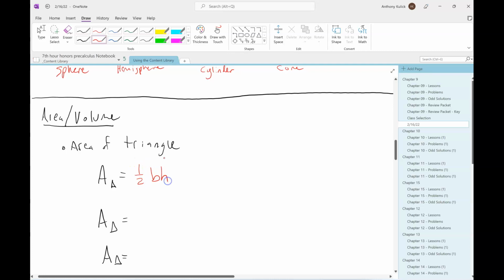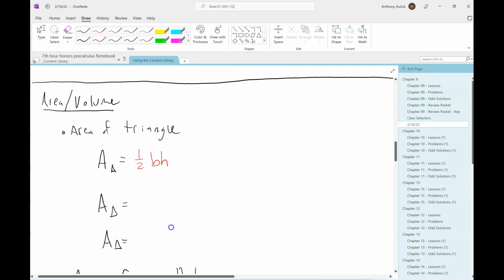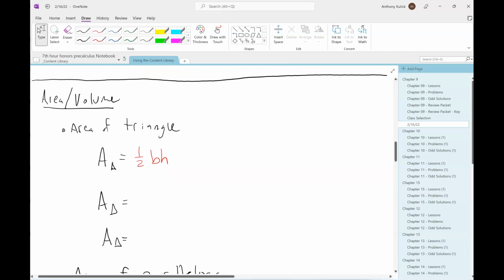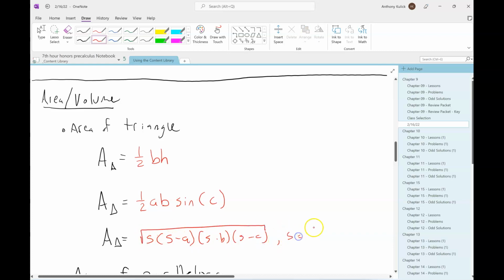Yeah, 1/2 base times height. But for chapter 7, we know that there's a couple of other area formulas we could use. Does anybody remember one of the other ones? Yeah, 1/2 ab sin C. And the other one? Yeah, Heron's formula, the one with the s's in it. So the square root of s times (s minus a) times (s minus b) times (s minus c), where s is the semi-perimeter.